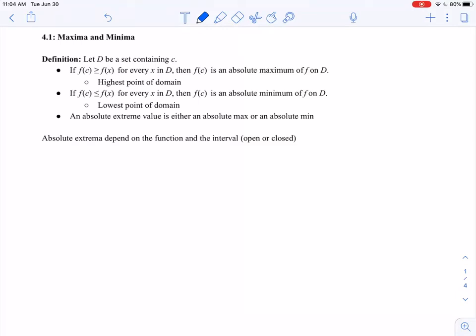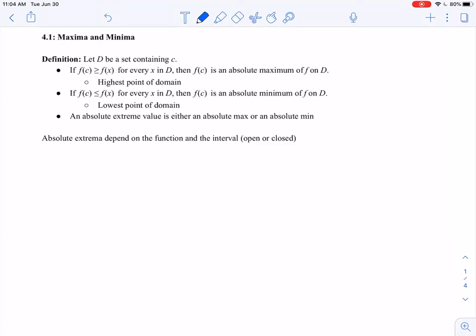In Chapter 3, we focus mostly on trying to find derivatives, working on different derivative rules, working with different types of functions. In Chapter 4, we're going to try to get as much information as we can out of the derivative. So we're much more focused on what we can do with the derivative now that we know how to take the derivative of all of these different functions.